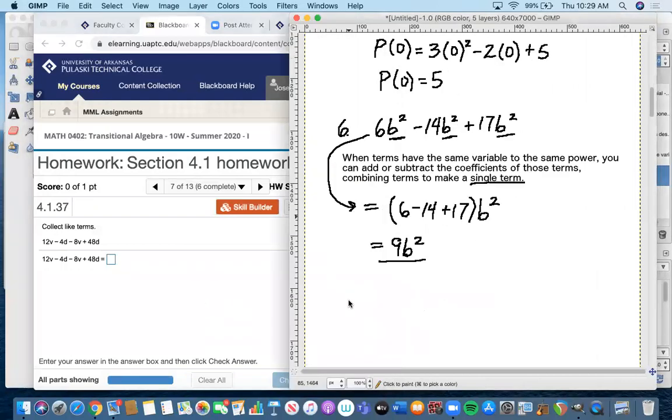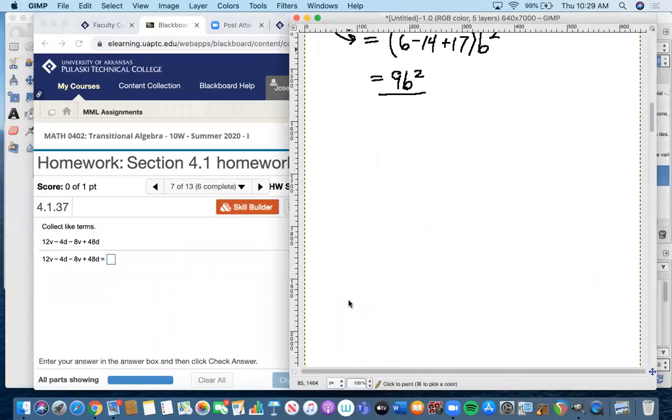Okay, so here in number 7, we've got some different variables. We've got 12v minus 4d minus 8v plus 48d. The terms with the D's are like terms, and the terms with the V's are also like terms, right? So I'm going to underline the V's with a squiggly line, and then I'm going to do the D's like this. Those are the terms we're going to combine.